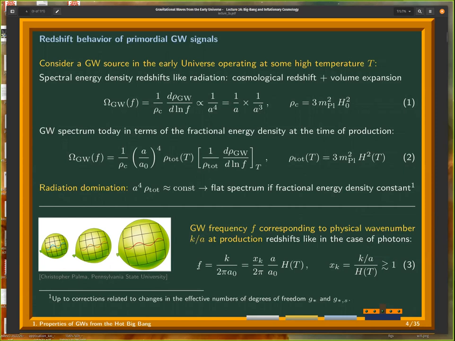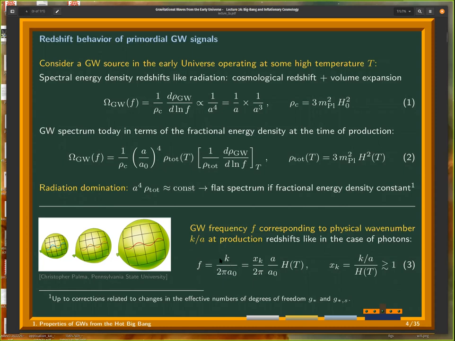We've seen this relation yesterday also, by taking my co-moving wave number and dividing it by the present value of the scale factor. So then this will turn again into a physical quantity, and I will have the physical wave number today, and I divide by 2π to get the physical frequency today. But now it's instructive to relate this frequency and also the physical wave number at the time of production to the Hubble scale or the Hubble radius at the time of production.